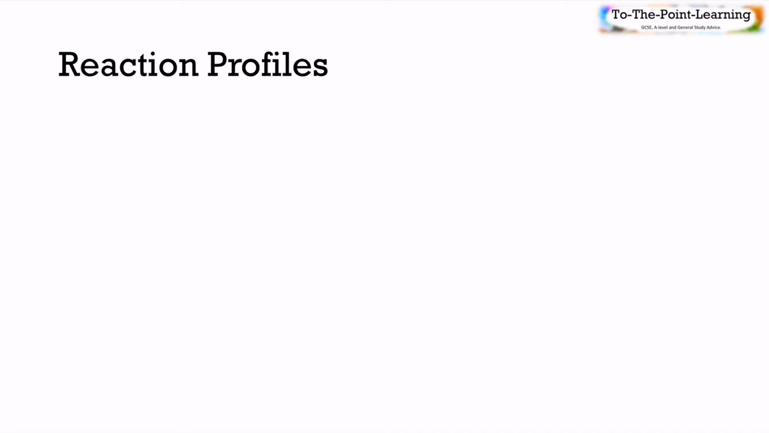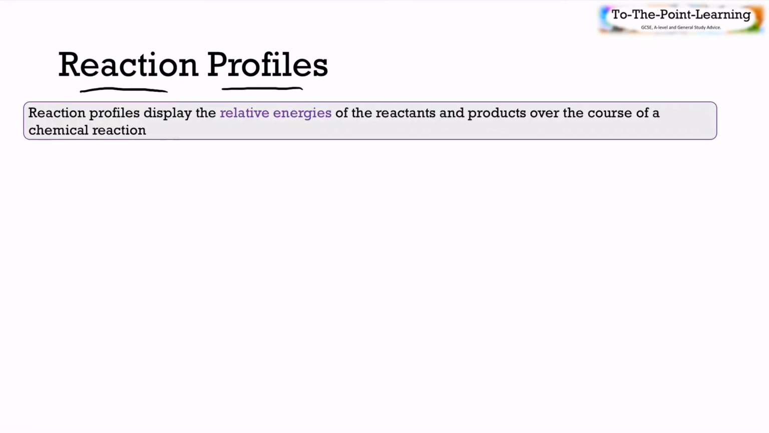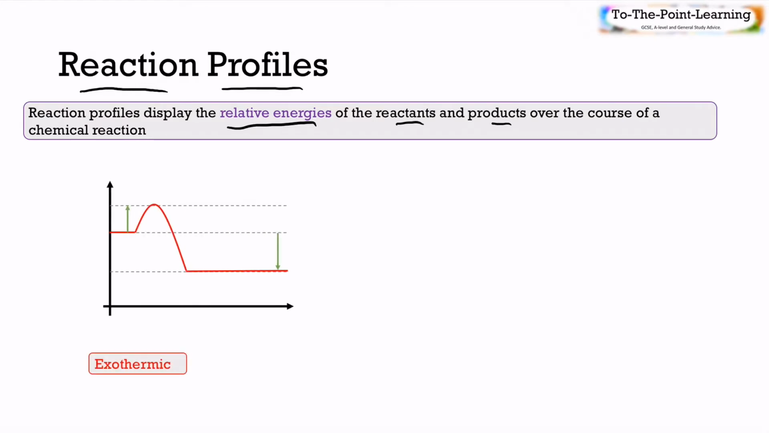So the next stage is reaction profiles. A reaction profile displays the relative energies of the reactants and the products over the course of a chemical reaction. So let's look at the following. This is a reaction profile for an exothermic reaction. The y-axis is the energy of the reactants, and the x-axis is time. So time is increasing, and this shows how the energy of the reactants and the products changes.